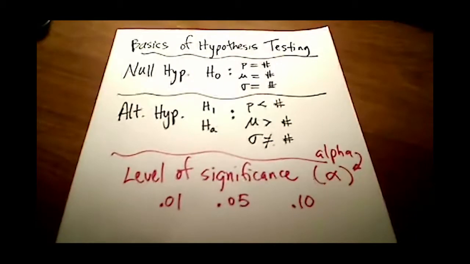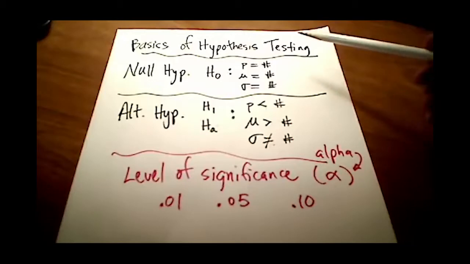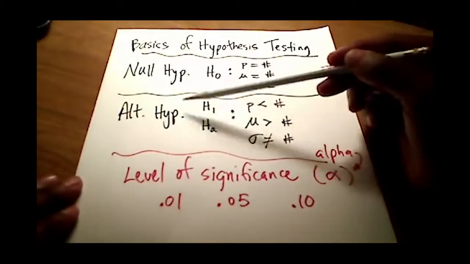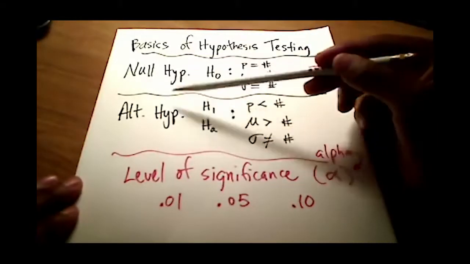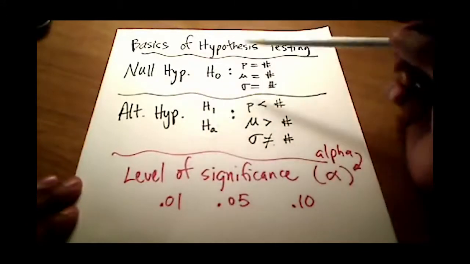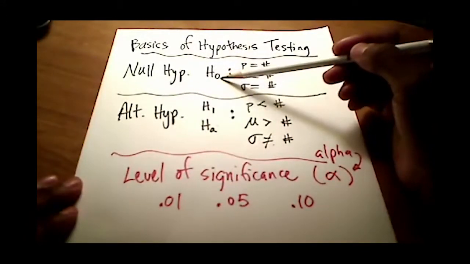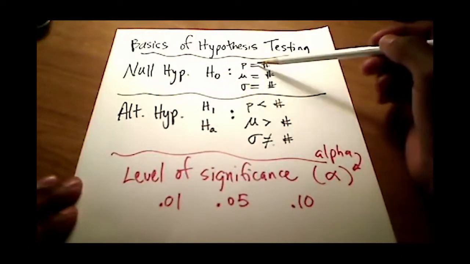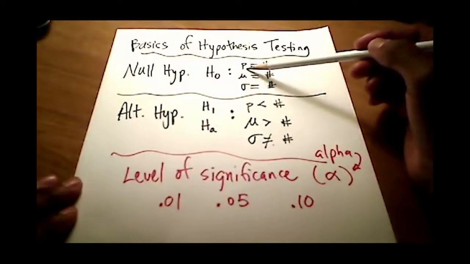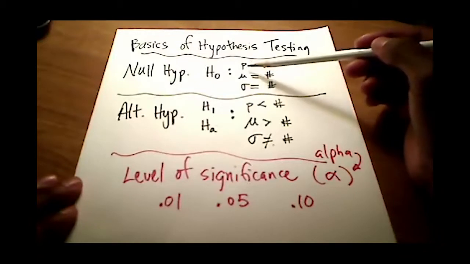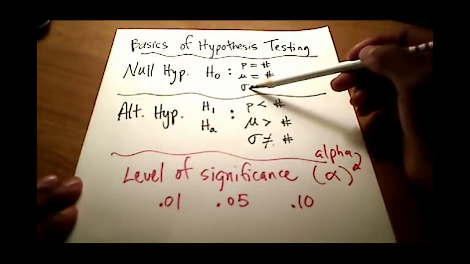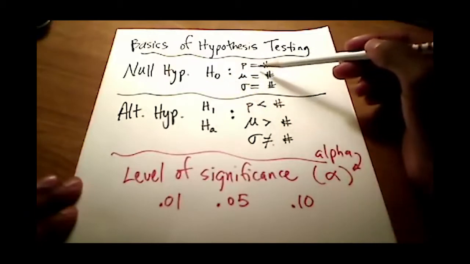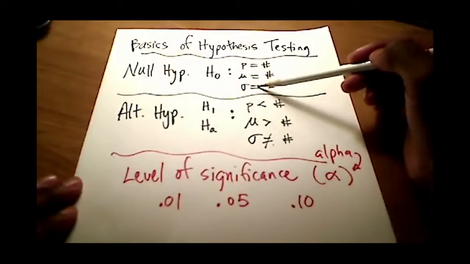So real quickly here, the basics of hypothesis testing, no matter what method you're using, traditional or p-value, is that there are going to be two types of hypotheses, right? There's the null hypothesis and there's the alternative hypothesis. Almost every book I've used uses H sub 0 or H naught as the null hypothesis, and no matter what parameter you're talking about, whether it's a proportion or a mean or a standard deviation, the null hypothesis always uses an equal sign, right? Always has an equal sign in it.